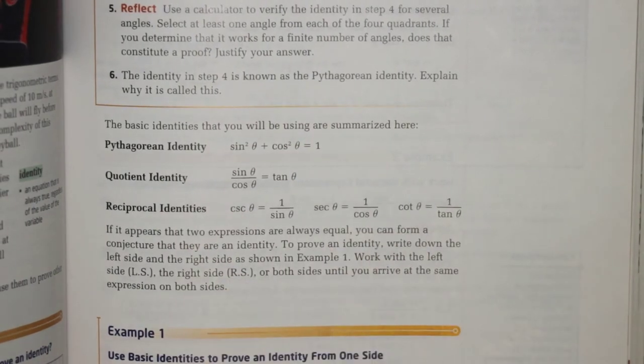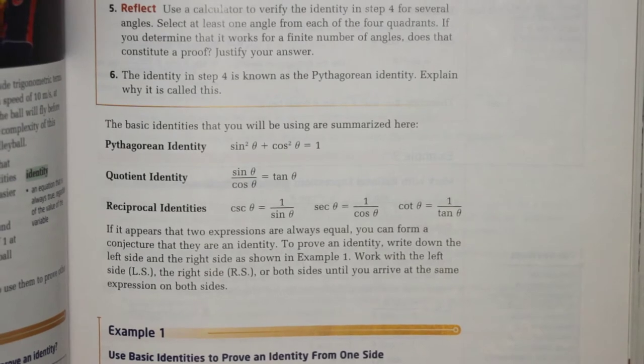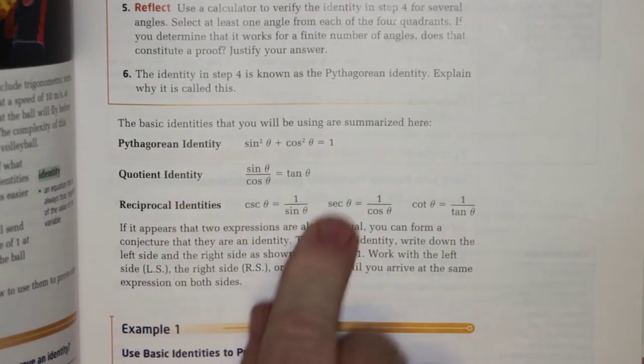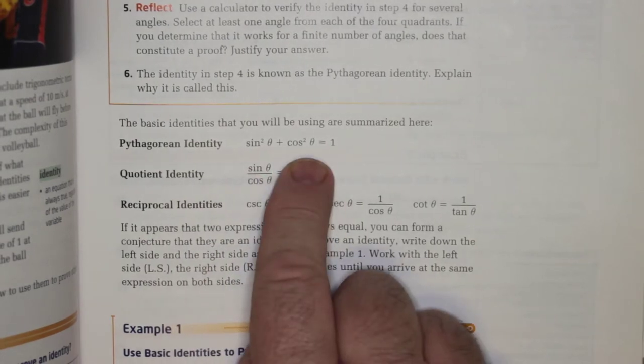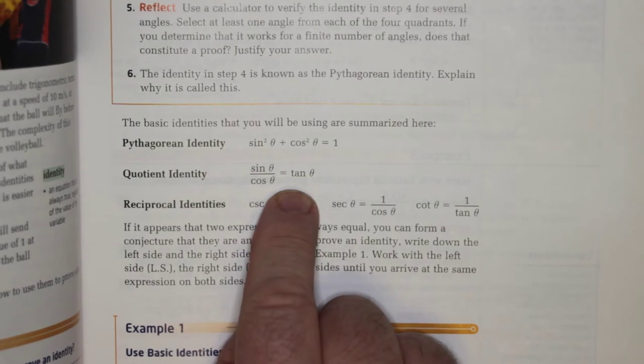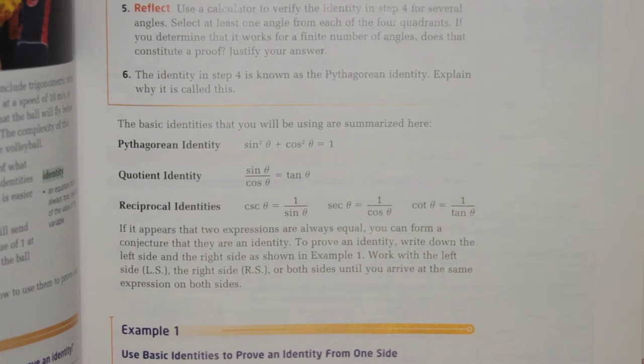This is page 271 of your textbook, section 4.6 on trigonometric identities. And they kind of summarize for you right at the start the Pythagorean identity. And this is the quotient, they call this the quotient identity. Really, this is just for tan. Now, of course, there's cotan, right? We could list them out here too.